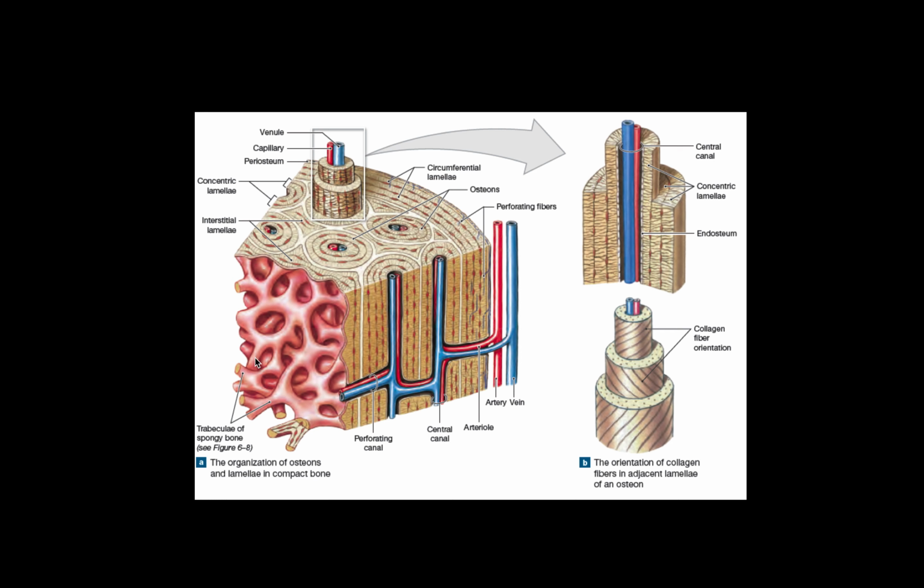So the trabecula of the spongy bone provides more mechanical support, but they are hollow, like you see all these spaces in it, to lighten the weight of the bone.